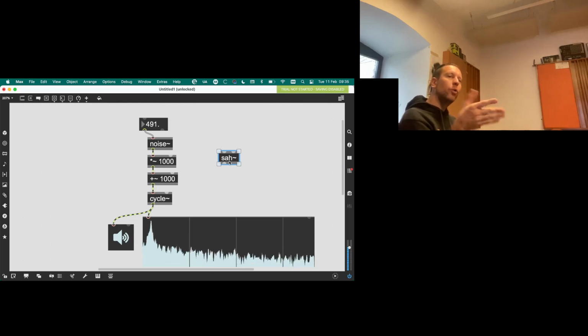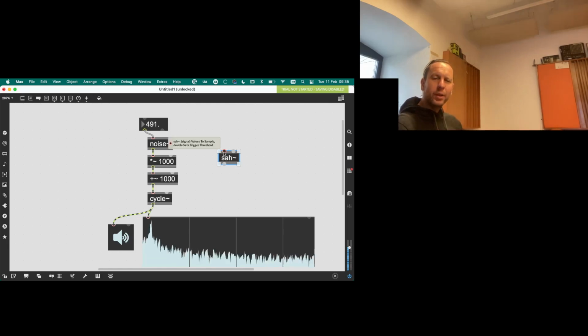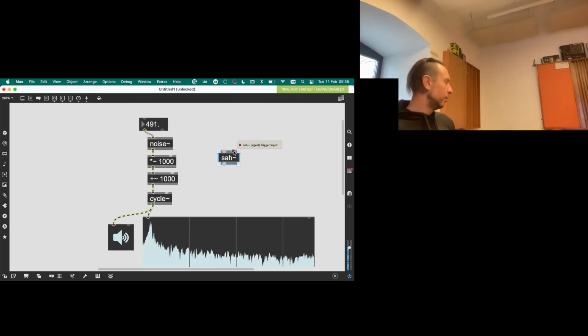Okay, so sample and hold, what it does, it has two inputs. In Max MSP, these are the inputs. These are the outputs. You might have multiple. That's fairly intuitive. And then if you hover over with your mouse, it tells you what it is. So this one is values to sample, and this one is trigger input.